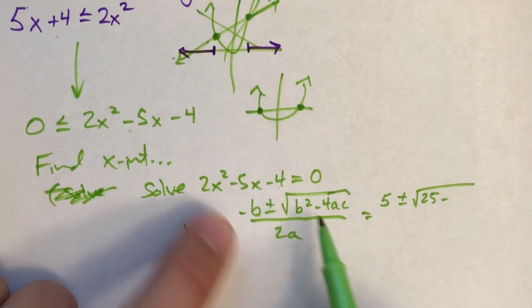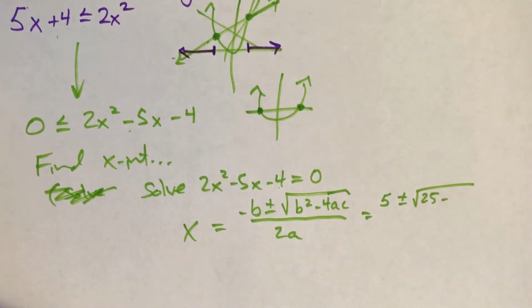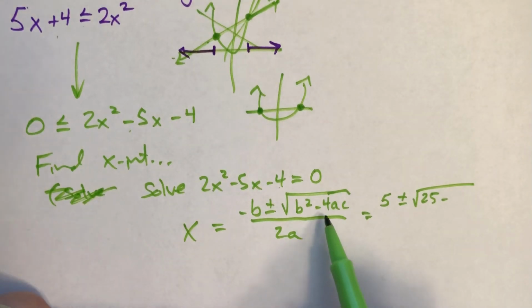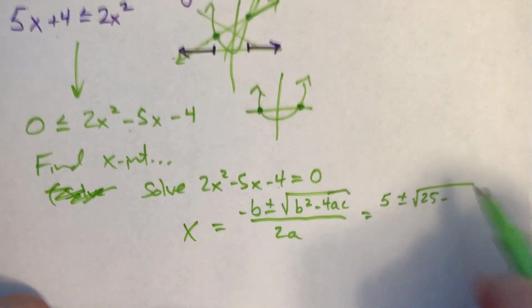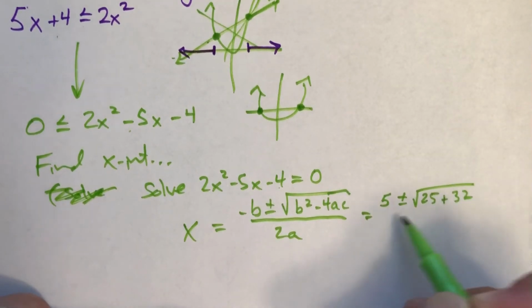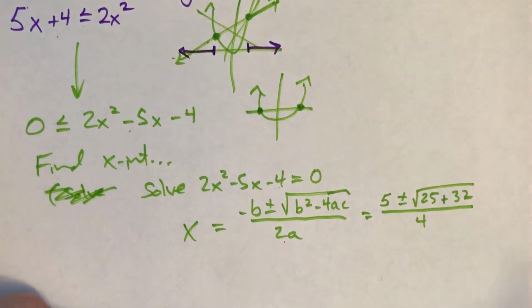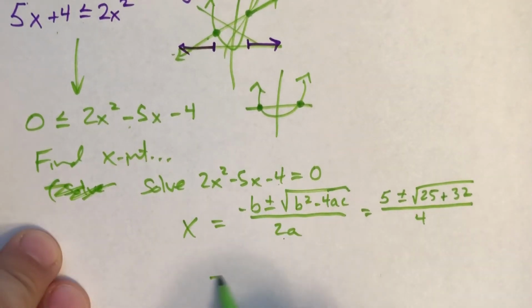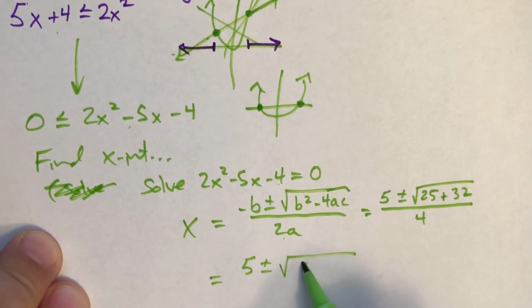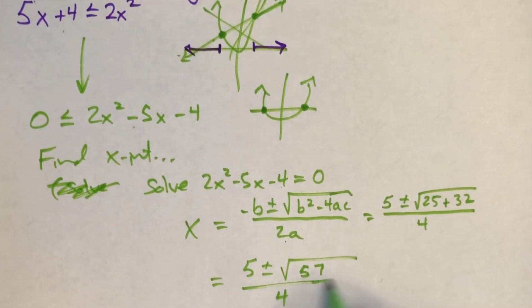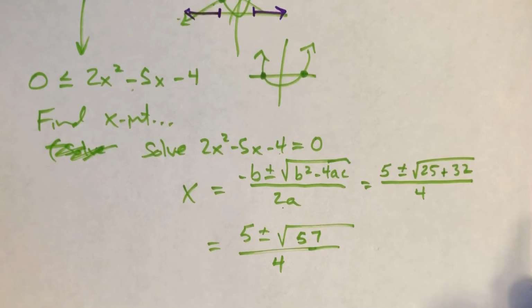So that's 8 times 4, which is 32. And that is going to be positive, right? Minus 4 times minus 4. So we got plus 32. And then we divide by 2 times A, so that's just 4. Okay, so now we got a little bit of simplification to do. 5 plus or minus the square root of, what is this, 57. Boy, none of that really worked out that great, did it? I mean, it worked out fine, but it's just ugly. And, well, sometimes they're just ugly.